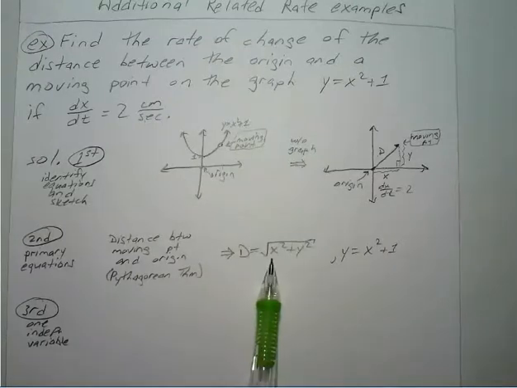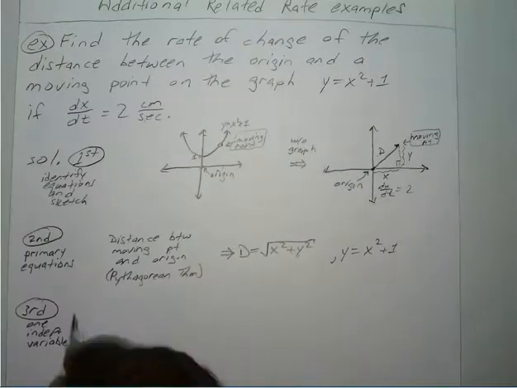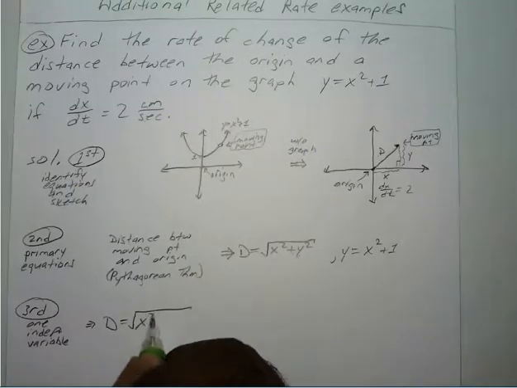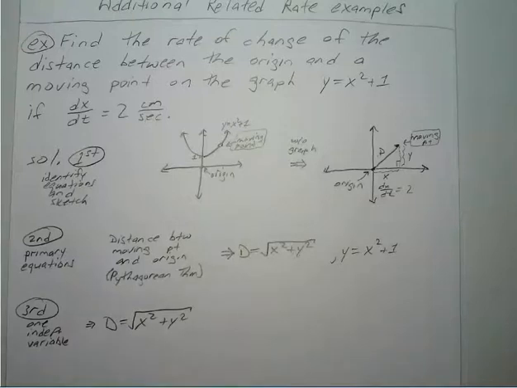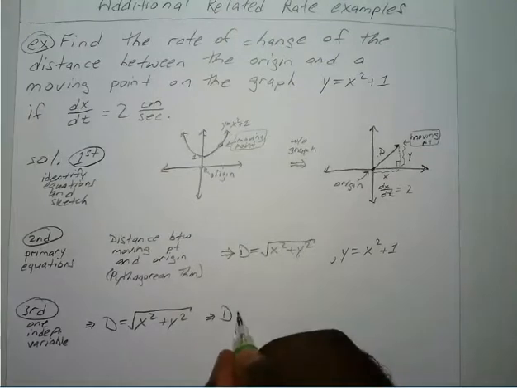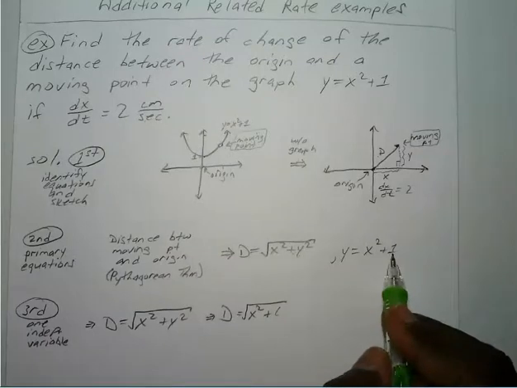Okay, so you notice here that your d, your distance, has two independent variables. It has an x variable and a y variable. We don't need both. We just need one. So what we're going to do is plug that y into here. So that means our d equals the square root of x squared plus y squared. Once we replace that y, that's going to give us d equals the square root of x squared plus 1 squared.